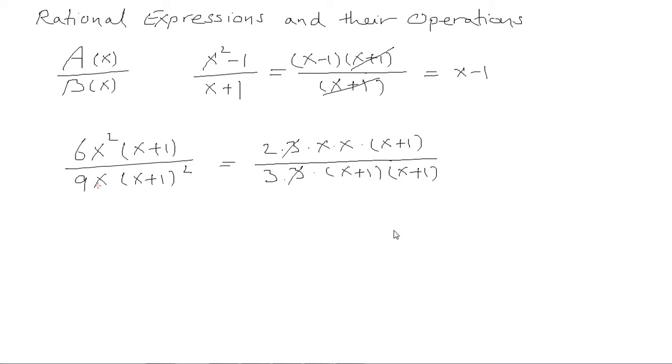Okay, I forgot one x here. Here we also have one x. Okay, now this x cancels this x here. x plus 1 cancels x plus 1 in the denominator, and I'm left with 2x in the numerator and 3 times (x plus 1) in the denominator. So that is simplifying a rational expression.